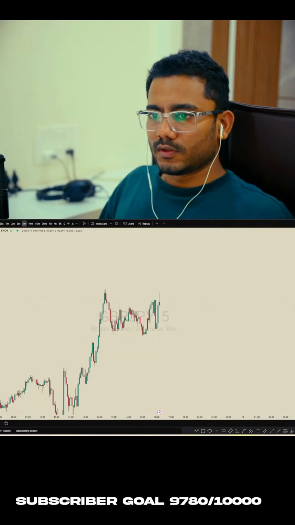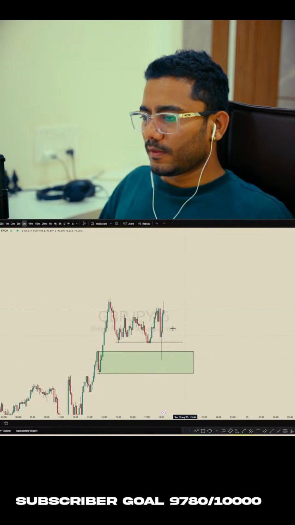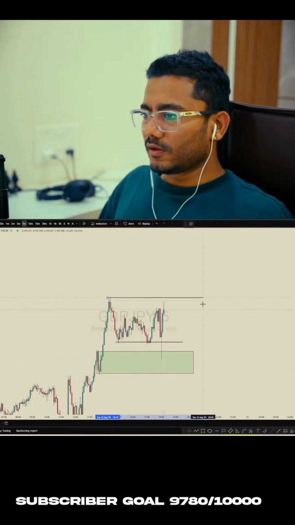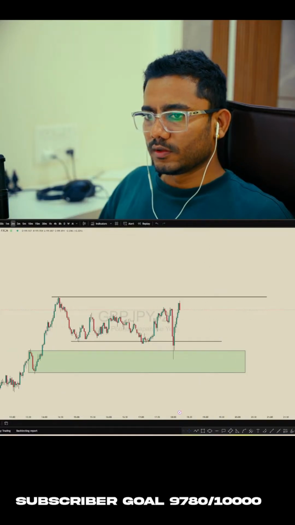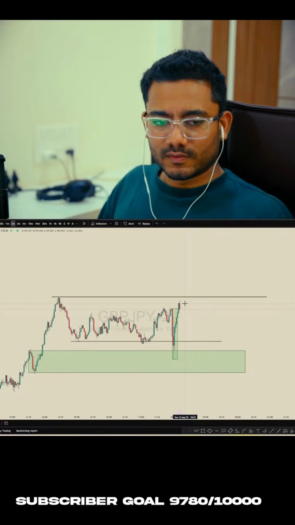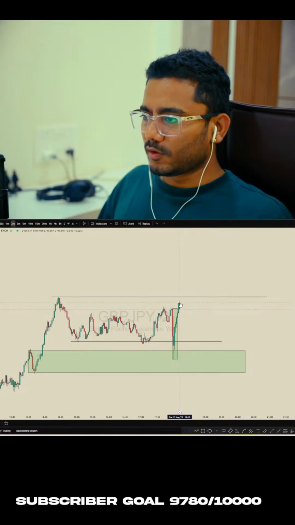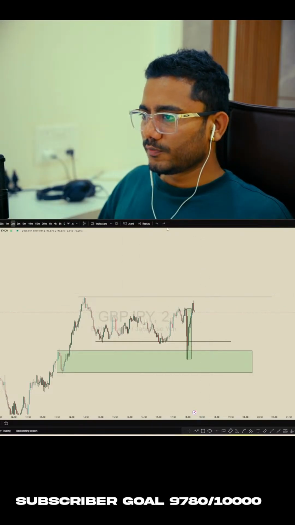Here after the news, price has filled this liquidity, tapped the order block like this one. And if this continues and gives us a structure break, then we can look for a continuation trade to the upside. Here, the intention of price was to flip the liquidity. So we can confirm this is the liquidity sweep now, where price has now broken the structure here. So we'll wait for price to break this high also.